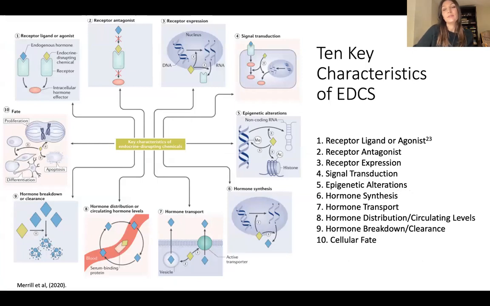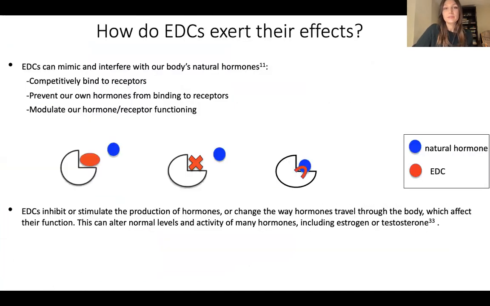So 10 key characteristics of endocrine disruptors. So they can act as a receptor ligand or as an agonist. They can act as a receptor antagonist. They can modulate receptor expression. They can modulate signal transduction and epigenetic alterations. They can modulate hormone synthesis and transport, as well as hormone distribution and circulating levels of hormones. They can also impact the breakdown of hormones and their clearance from the body. And they can also impact cellular fate. So whether a cell differentiates, proliferates, or undergoes apoptosis.